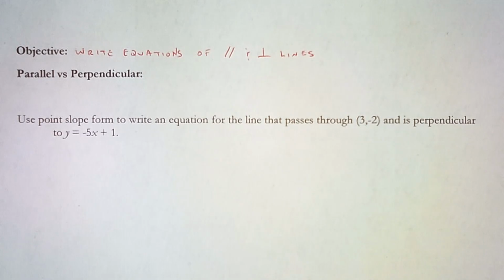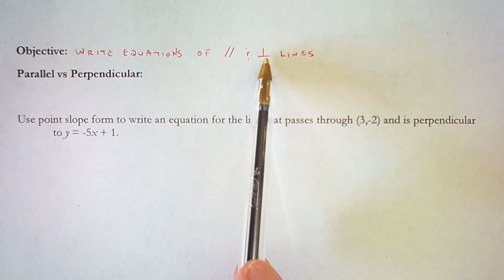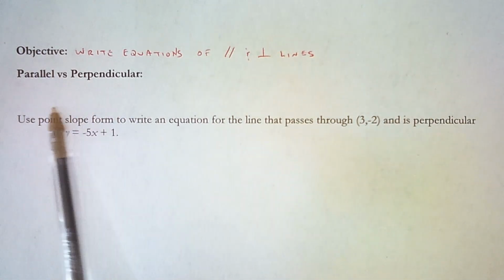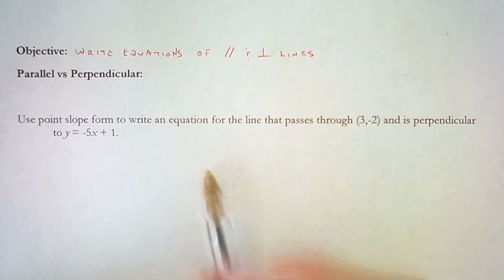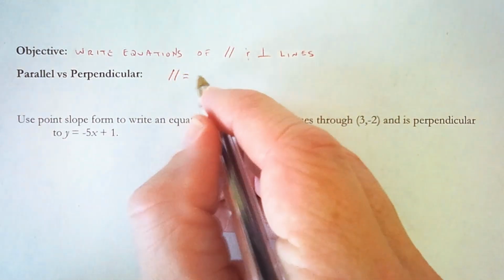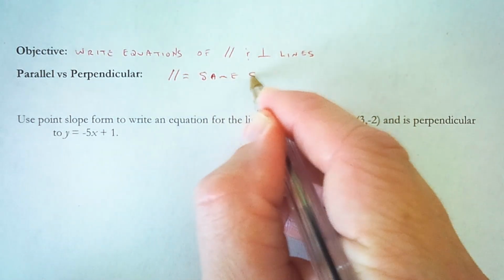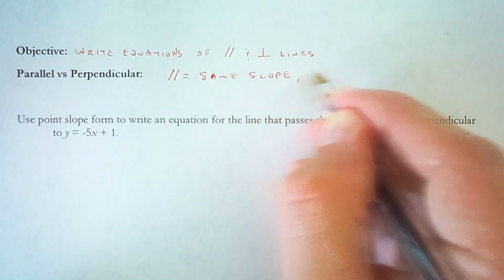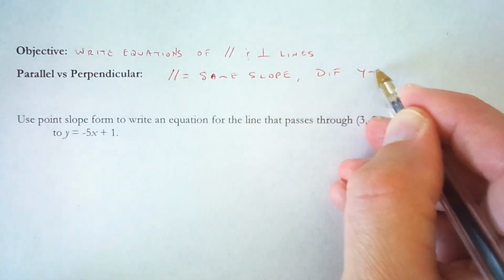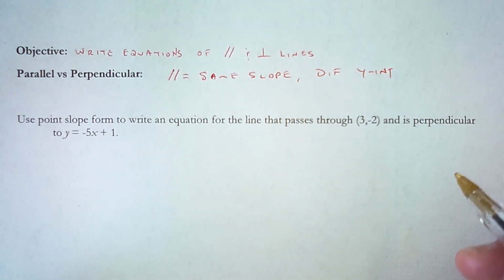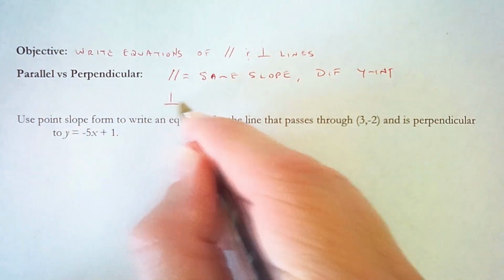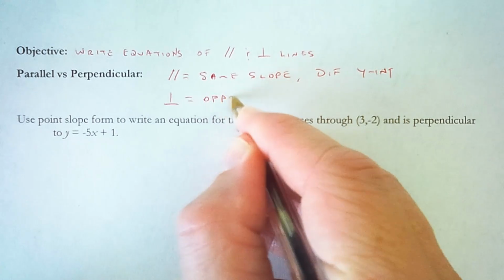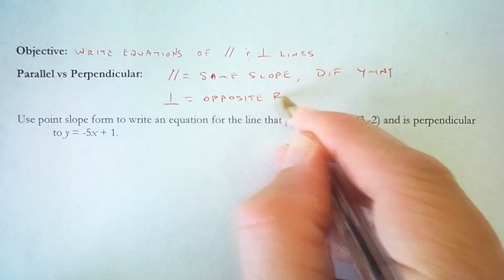Hey everybody, in this video we are going to write equations of parallel and perpendicular lines. So let's talk about what that means, parallel versus perpendicular. If lines are parallel, they are going to have the same slope but a different y-intercept. That makes them parallel. Same slope, different y-intercept. If lines are to be perpendicular, they will have opposite reciprocal slopes.